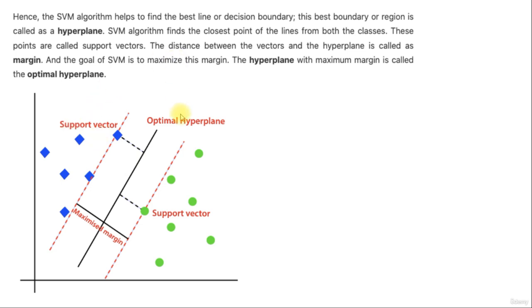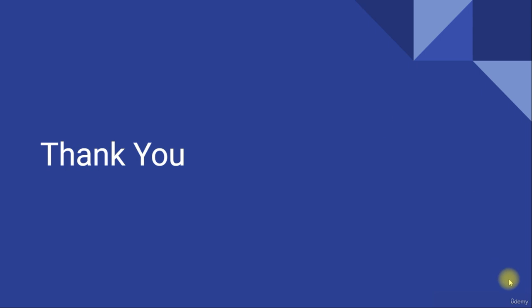So based on maximizing the margin, this is the concept. From whichever hyperplane we get the maximum margin, that will be considered the optimal hyperplane by SVM. So the hyperplane with maximum margin is called the optimal hyperplane. This is the core concept of SVM. I hope you are very clear with this. Now let's move to the Jupyter Notebook and try to implement SVM.